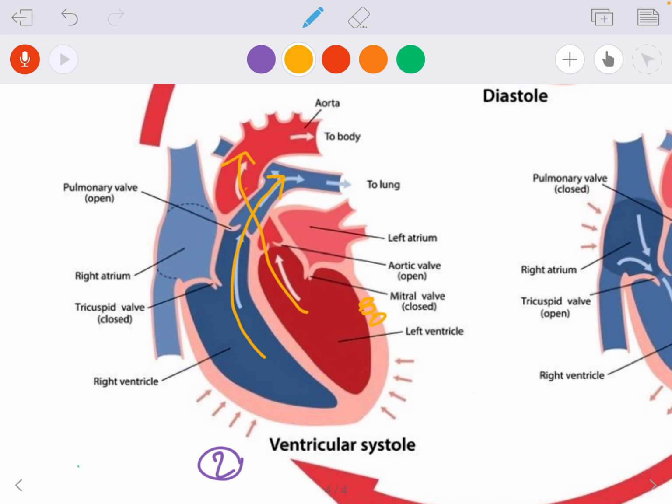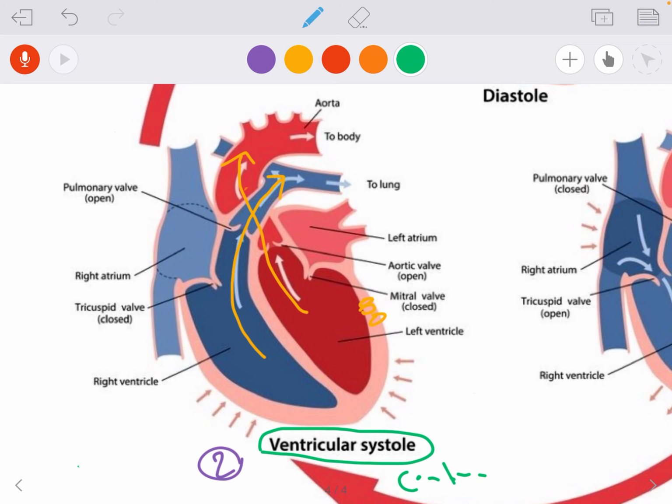So this phase is called what? Ventricular systole. Systole again means contraction, and ventricular means ventricles. So it's simply the contraction of the ventricles, right? When they contract, they will pump blood out through these vessels. The left ventricle will pump blood through the aorta to all body parts, and the right ventricle will pump deoxygenated blood through the pulmonary arteries to both lungs.